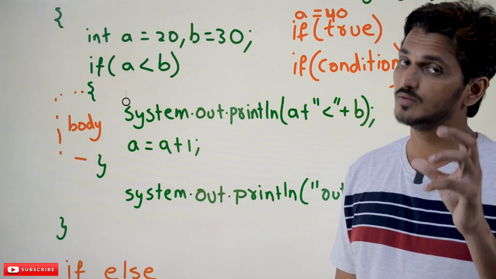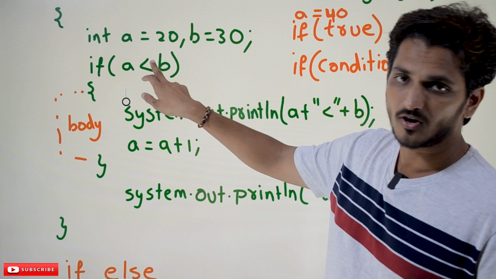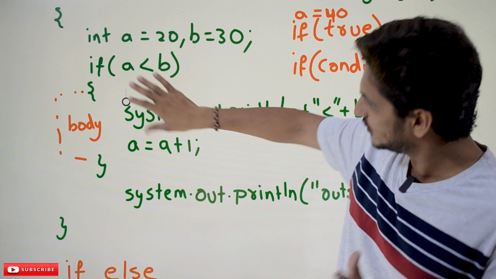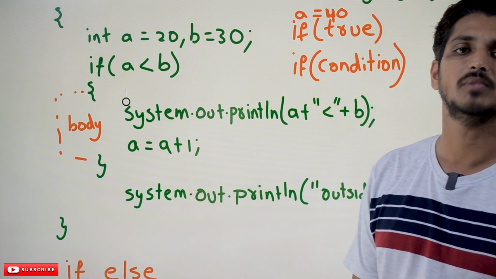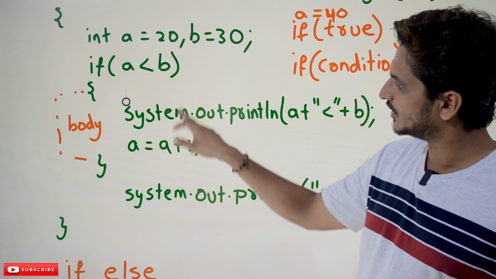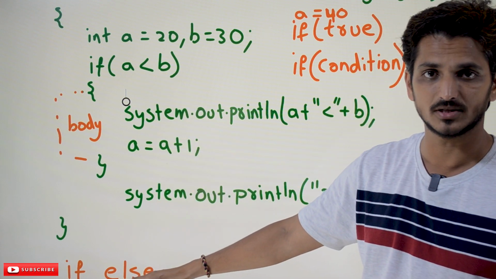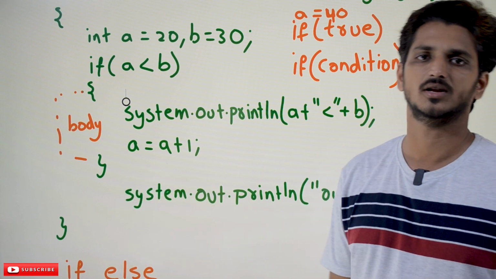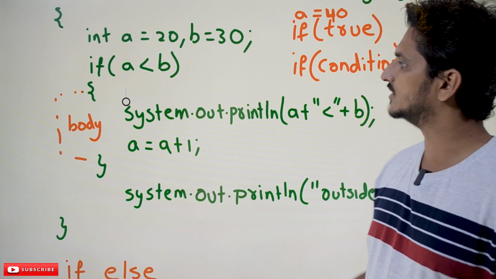This point is very important to understand. Beginners get confused. If the condition is false, it is not executing the body and it continues executing the remaining statements. If the condition is true, it is going to execute this body. After that, it continues executing the remaining statements outside the if condition. So that is how it is going to execute.